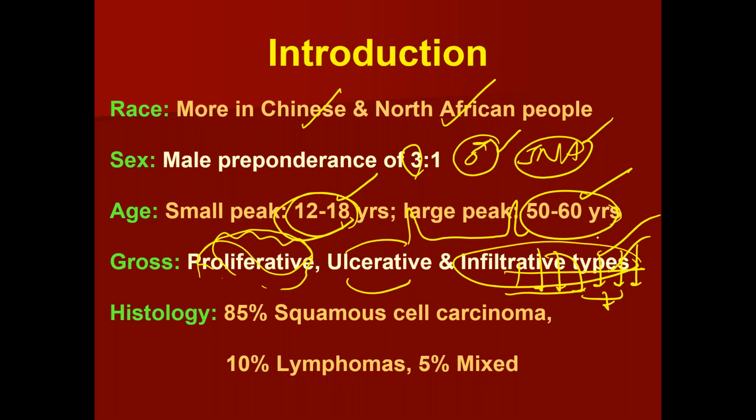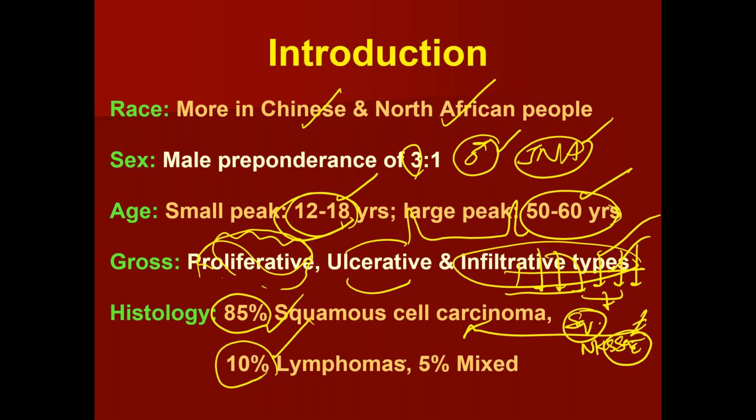Histologically, if you classify, most of the head and neck cancers are squamous cell carcinomas. So they are 85% squamous cell carcinomas. I told you the lining epithelium is non-keratinized stratified squamous epithelium. Squamous epithelium will most commonly give squamous cell carcinoma. And 10% of them are lymphomas and 5% are mixed. Lymphomas, why? Because Waldeyer's ring is present. Therefore more commonly associated with them are the lymphomas.